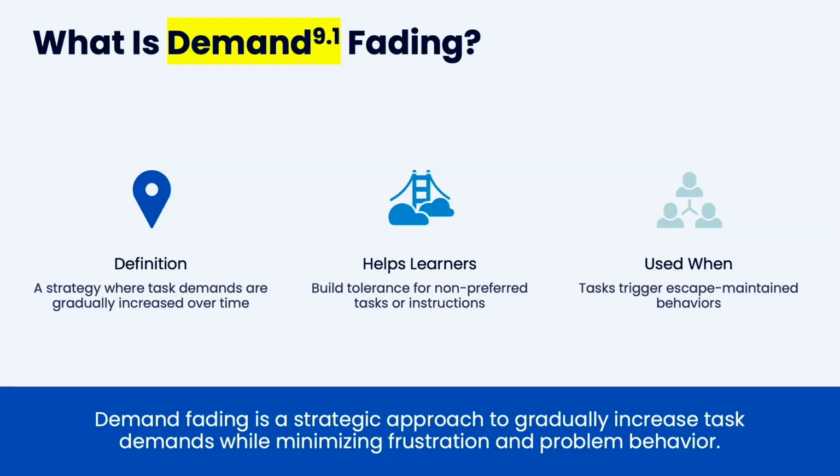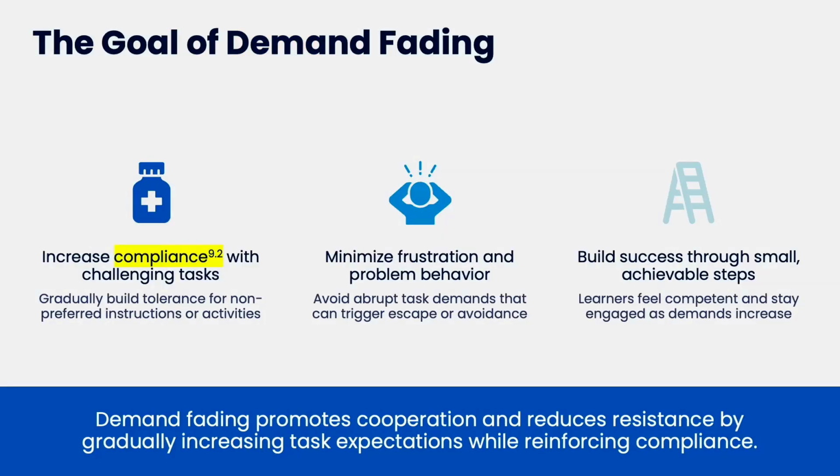So if the child's running out of the room when they see a math worksheet, you might start with one problem on the worksheet, and see if they can complete this one problem successfully. And then you would end your learning trial and go on with your day. The next day, you might try 2 problems. So it's a way we take the demand down to the very minimal and we slowly build it back up.